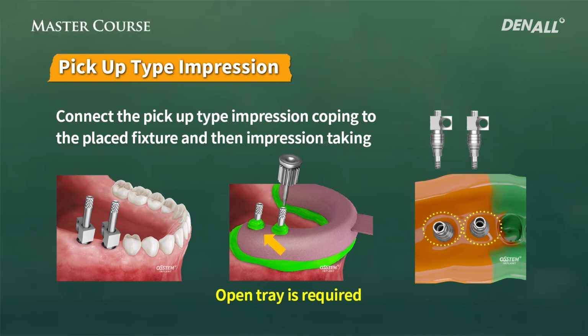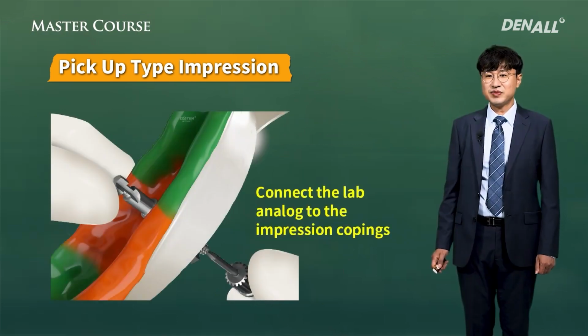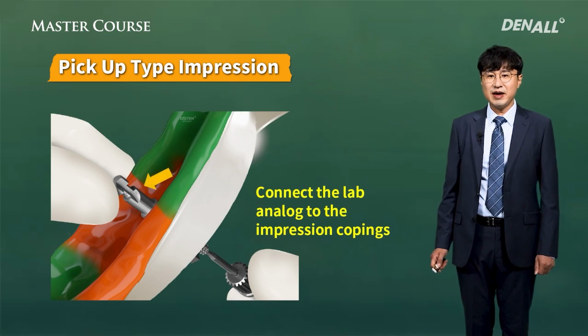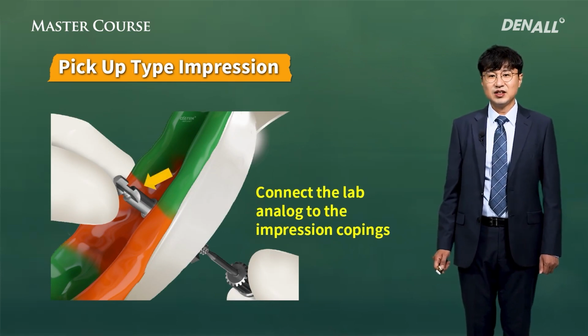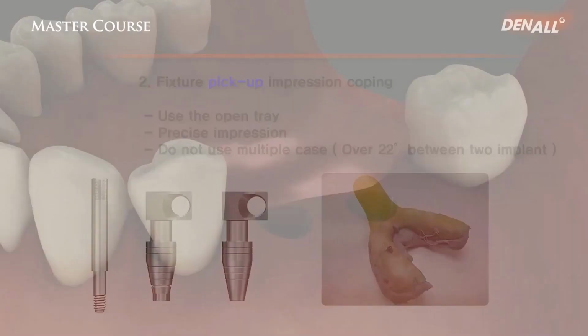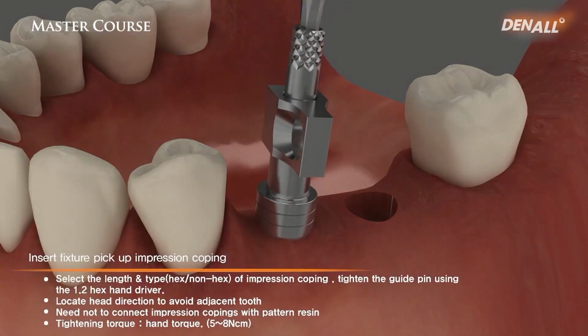Then pickup impression coping will come with the impression, and you have this one, lab analog, that copies the form of the fixture. Through the video, you will gain more understanding. This is the pickup impression coping.